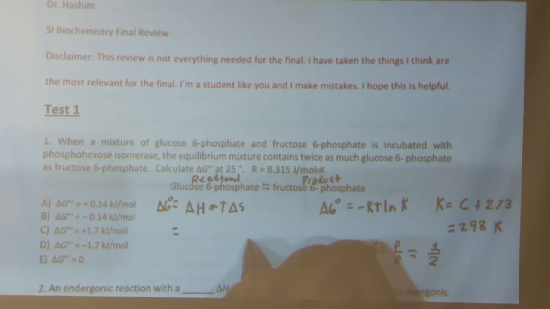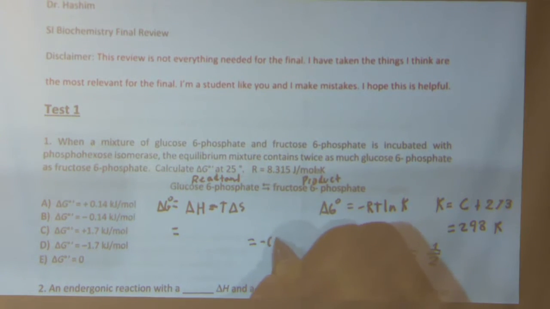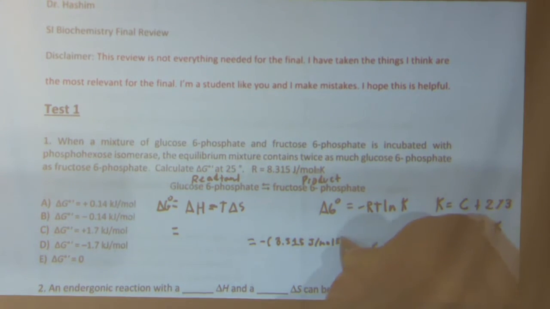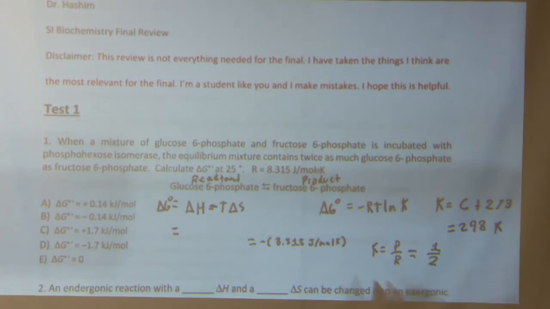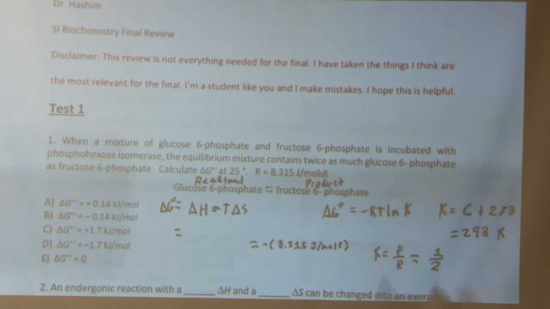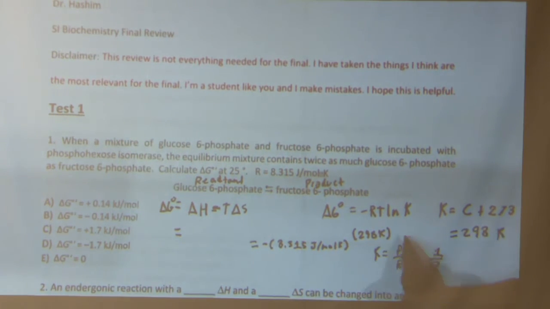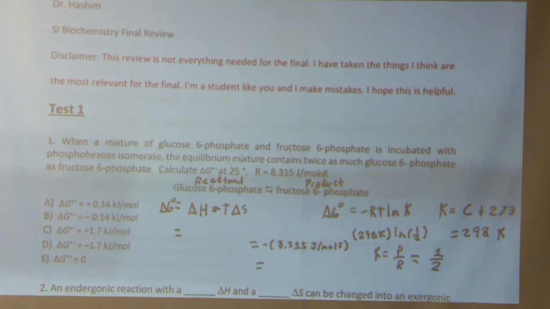So we have R, which is 8.31 joules per mole Kelvin, times temperature, 298 Kelvin, times ln 1/2. So what do we get as our final answer when you do this calculation?